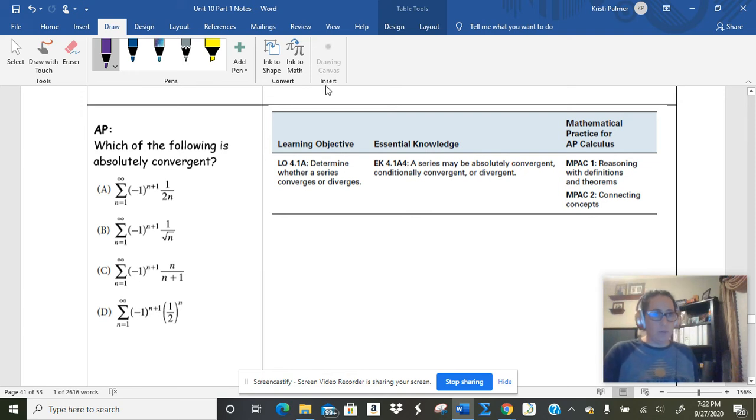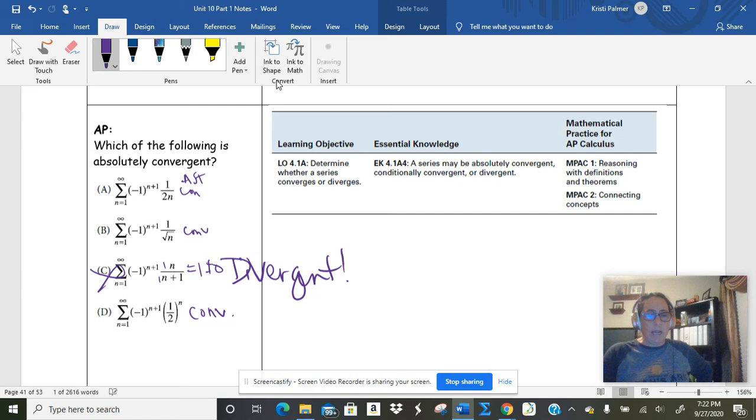Okay, so this one wants to know which ones absolutely converge. So this one, terms are decreasing in absolute value to 0, so I know that it converges by the alternating series. Same thing here, that one converges. Oh, but look at this one. This one goes to 1, which is not 0. I know that's just divergent. Okay, so that one's just out. And then this one, again, converges by the alternating series. So I know that A, B, and D are possibilities to be absolutely convergent.